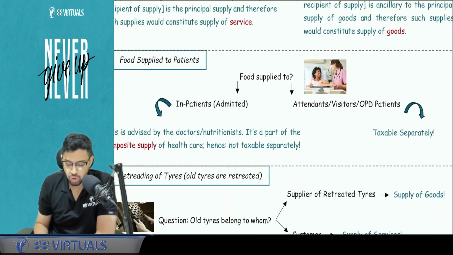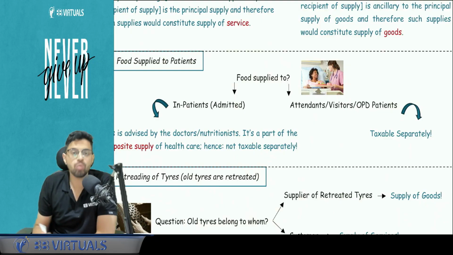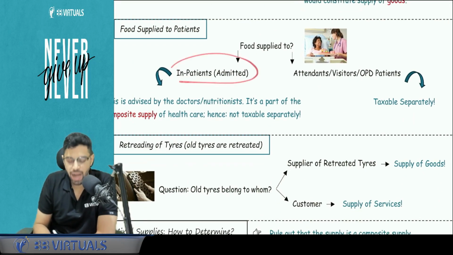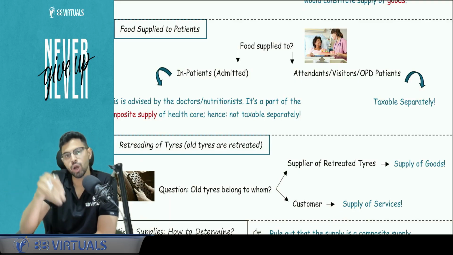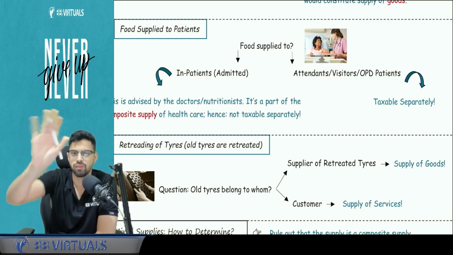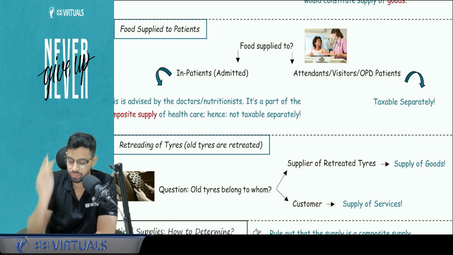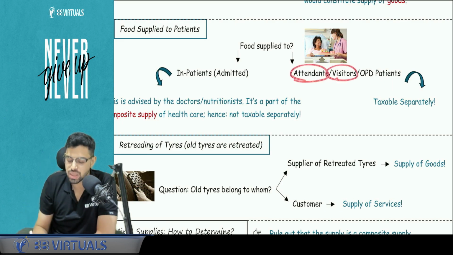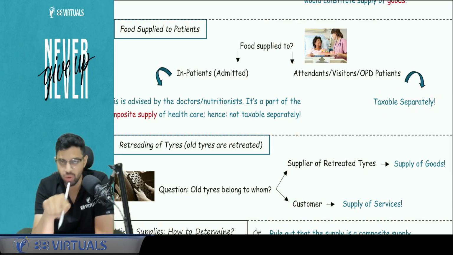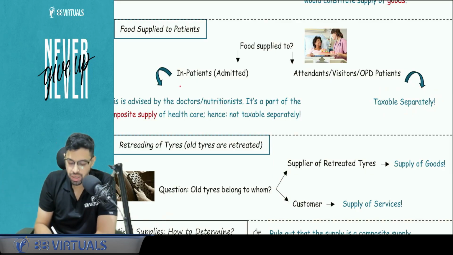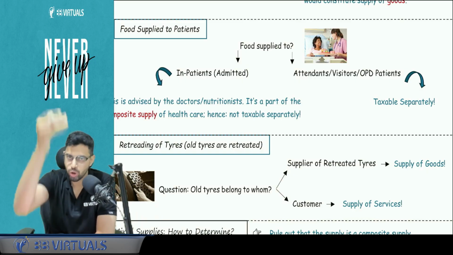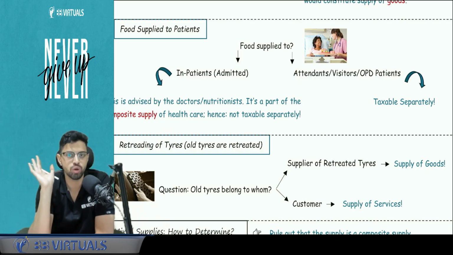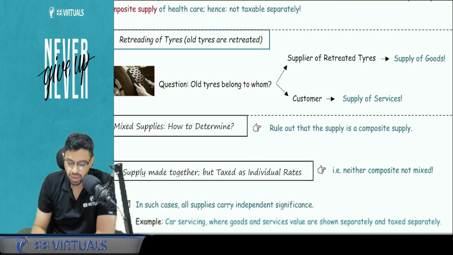Okay. Now food supplied to patient. It depends whom you are supplying to, which patient. If it's an admitted patient, then it will form part of the bundle of healthcare, where the predominant element is healthcare, and in most cases healthcare will be exempt. That I will cover in chapter number 4. But if it is given to attendants, visitors, or OPD patients who are not admitted, then in that case it will be taxable separately. Why? Because it is not a part of the bundle. Here it is a part of the bundle and it is never taxed separately, it is never charged separately. The overall hospital bill will come, in which they will charge the food given to the admitted patient. Clear?